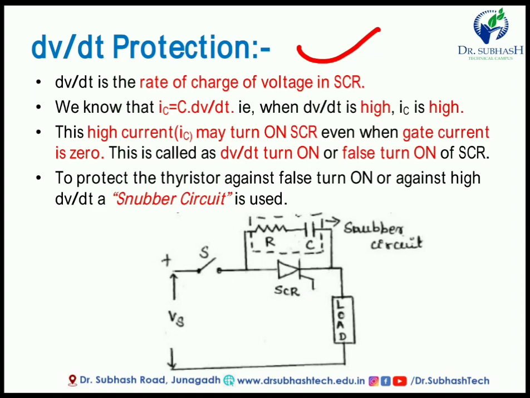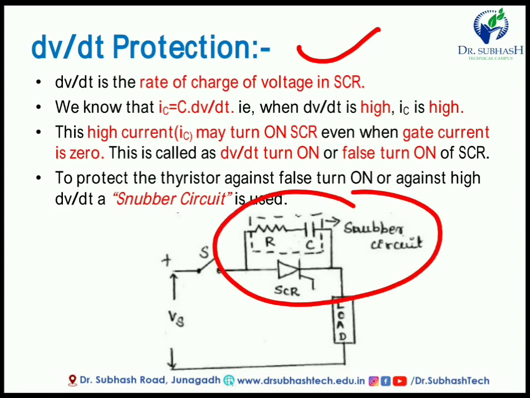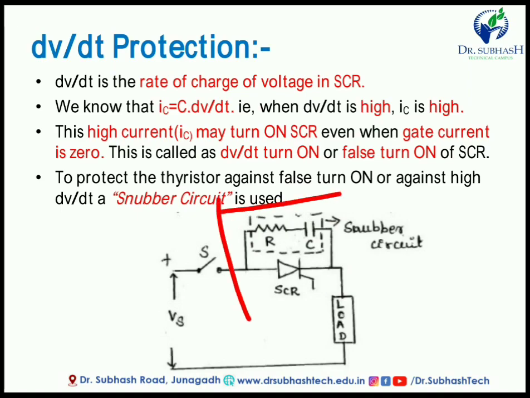To protect the thyristor against false turn on, or against high dv by dt, a snubber circuit is required. Friends, here the one extra circuit is nothing but the snubber circuit. Whenever we connect one capacitor and resistor across the SCR, it is known as a snubber circuit. In this figure we can see that one resistor and one capacitor are connected in series and both are connected in parallel with the SCR. This arrangement is known as a snubber circuit, and it is required to protect the SCR against dv by dt.